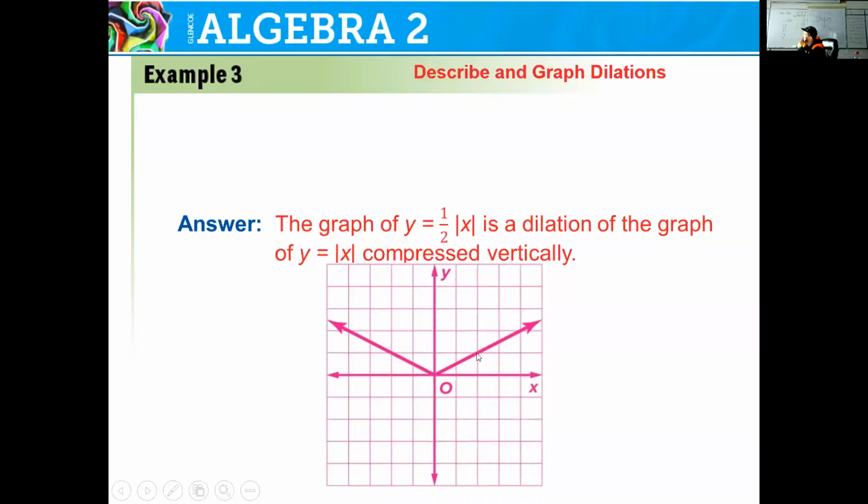1, 1/2, 0.2. If the x value is 2, the value of y is 1. -2, the value of y is 1. -1, 0.5. So it's compressed vertically. That's because we have a fraction in A.